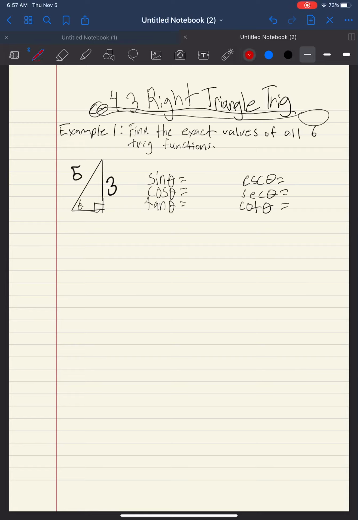And one thing I would like us to remember is for a right triangle, to find the other side, since it's a right triangle, we can always use the Pythagorean theorem, which is a squared plus b squared equals c squared. And just to put it on the right triangle, you could put a, b, and c is always the hypotenuse.